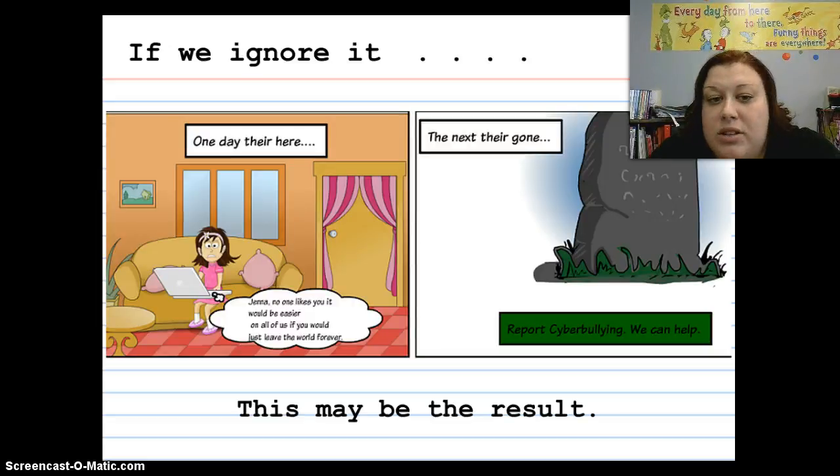So, this may look like an over-exaggeration, but this honestly happens. There are kids that cannot handle it, and there are kids that are victims of all different types of horrible bullying. And for some kids, it just gets so bad and they haven't been taught the coping skills, that this is what they feel is the only way out.